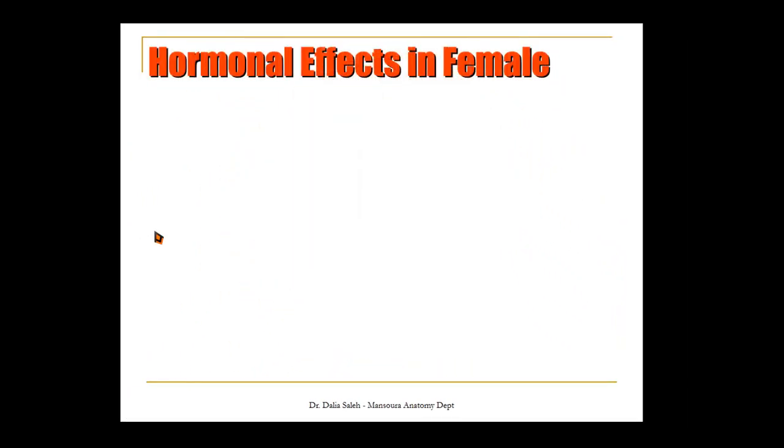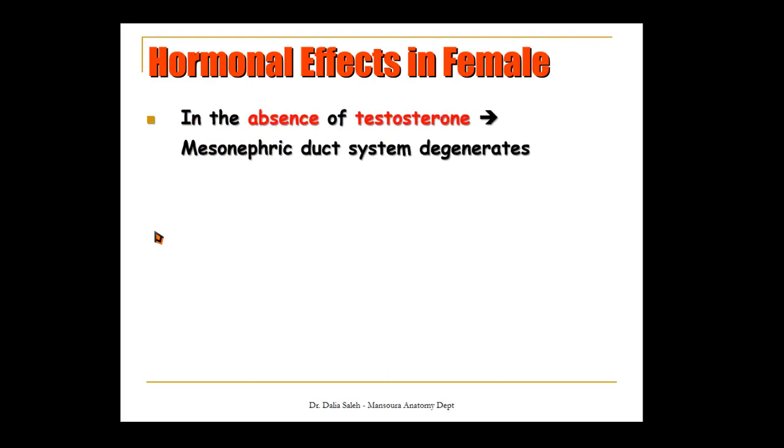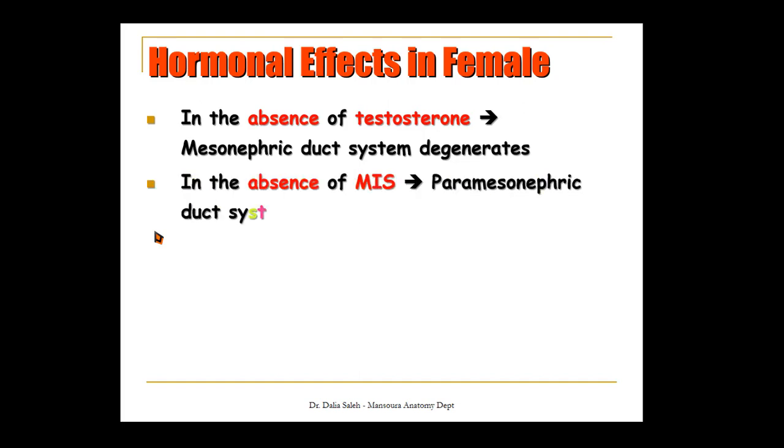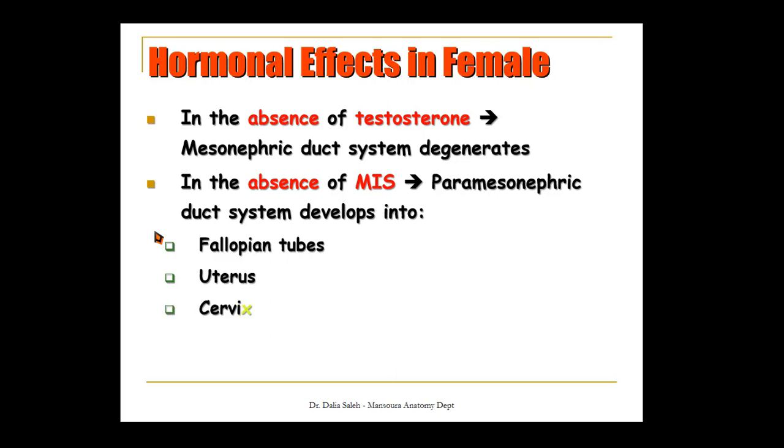So what makes one type of duct system regress and the other one predominate is the effect of the hormones. Because in the female there is no testis development, so there is no testosterone secretion. That's why the mesonephric duct system will degenerate. Also, because of the absence of the testis, there is no Mullerian inhibiting substance. That's why the paramesonephric duct system will develop. And the paramesonephric duct system will develop into fallopian tubes, uterus, cervix, and the upper part of the vagina.